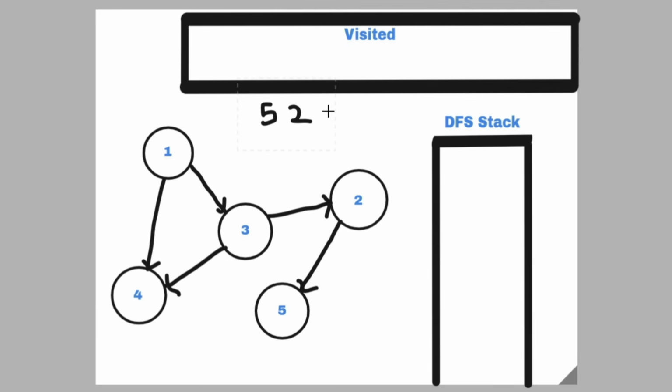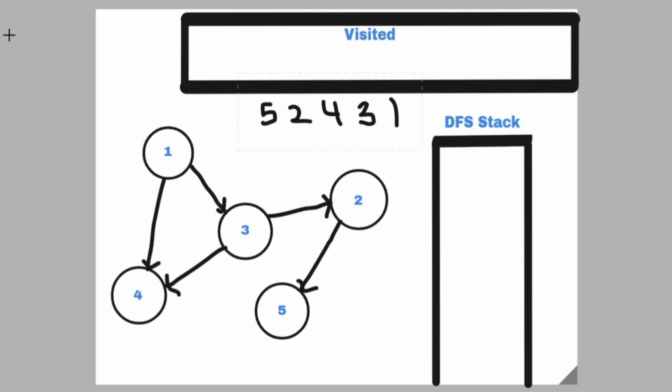So 3 actually has something for this, so we're going to have to add 4. And then we have nothing over here, so 4. And then we have back to 3. So back to 3, and then we have the last one, which is 1. So this is our post-order traversal.